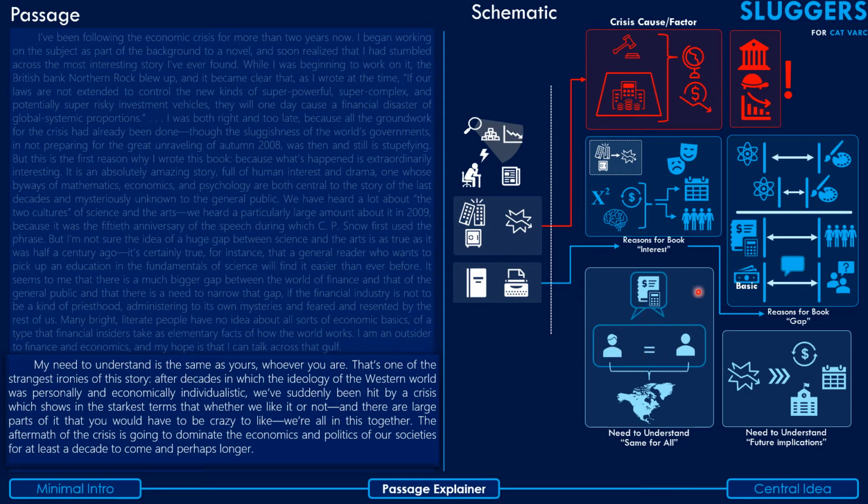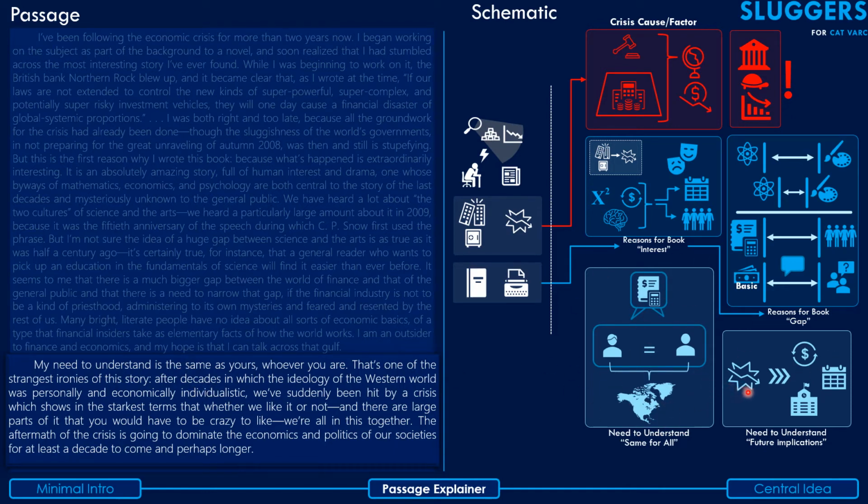And with that, he also points out the irony of the situation, where he says that the ideology of the Western world, for the most part in the last few decades, has been individualistic. But the crisis has shown us that we are actually in this together. That means now it is not so individualistic after all. So that's the irony he points out here. That's the first idea that he presents in the paragraph.